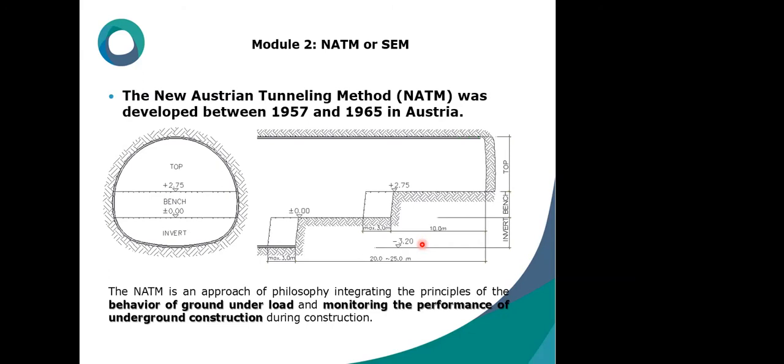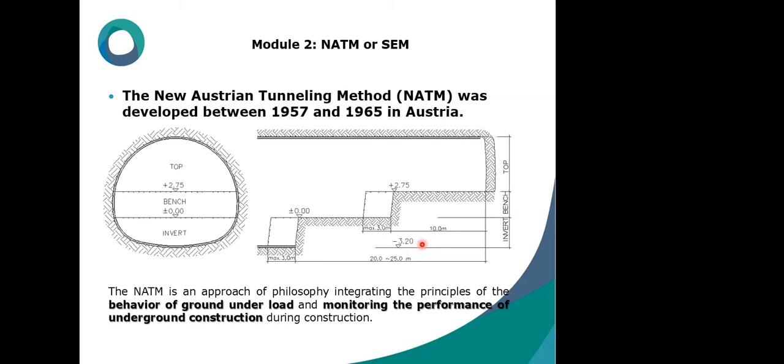In the next module, module 2, we will go deeply into the NATM or SEM tunneling method. New Austrian Tunneling Method. Now I want to speak more about it. That was developed between 1957 and 1975 in Austria. It is an approach that integrates the principle of ground behavior under load and monitoring the performance of underground construction during its construction.